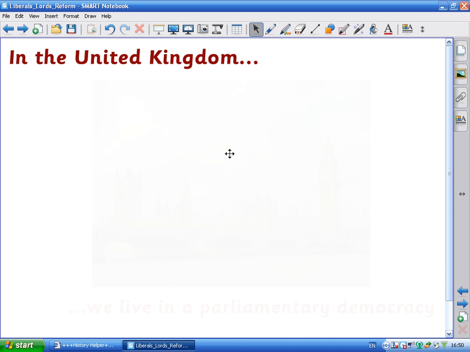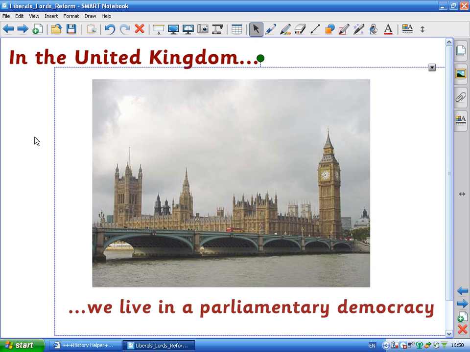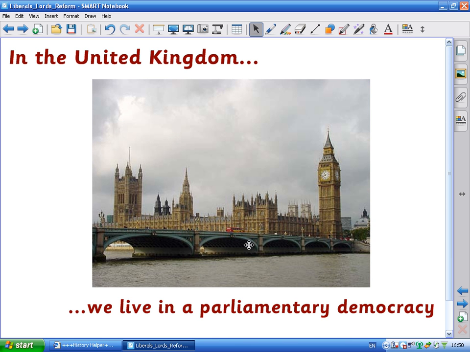Now then, in the United Kingdom we live in a parliamentary democracy. So here is the House of Commons and the House of Lords, the famous site of Parliament in London, and democracy of course means that the people get to vote in their government.